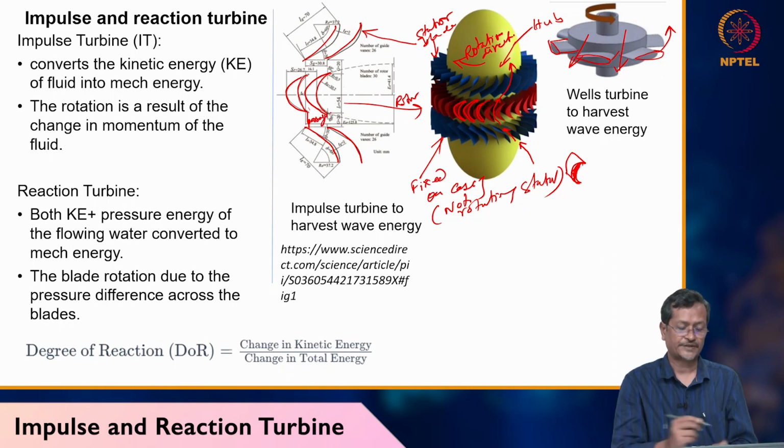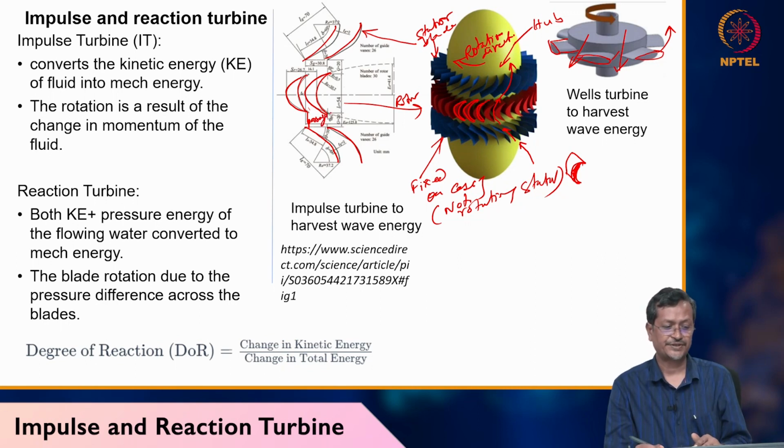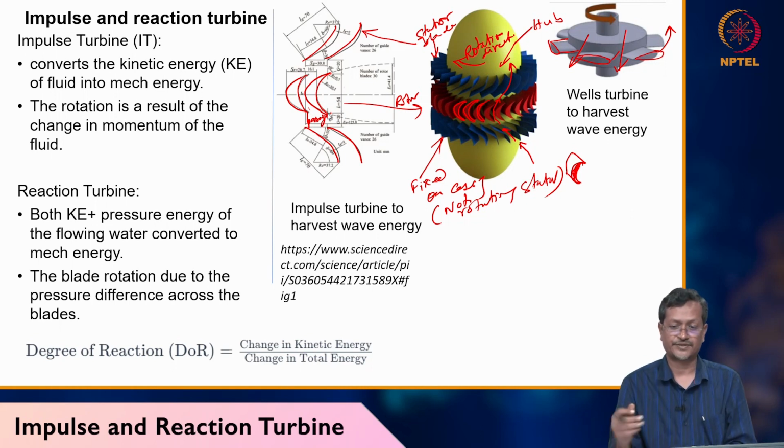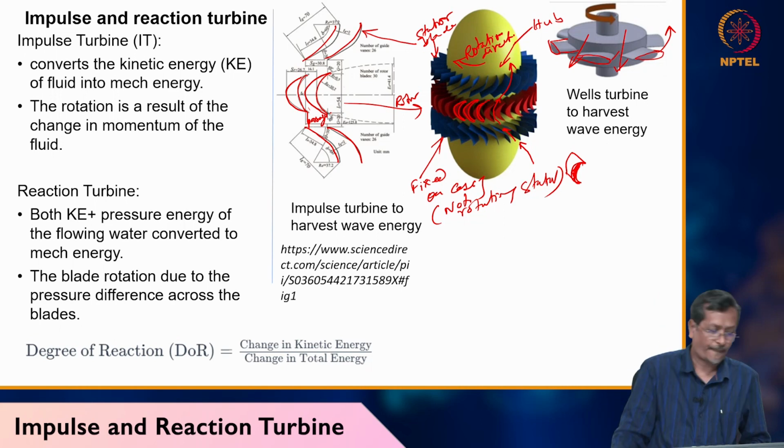In a reaction turbine, both kinetic energy and pressure energy of the flowing water or fluid will be converted to mechanical energy. So the Wells turbine will be harvesting kinetic energy plus pressure energy from the fluid. Blade rotation is due to the pressure difference across the blades. But in an impulse turbine, we basically harness kinetic energy. So the more kinetic energy, the more energy will be harnessed from an impulse turbine.